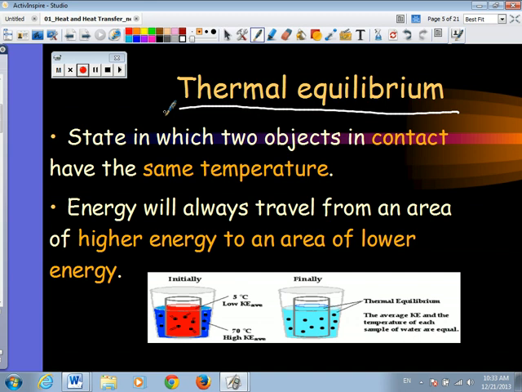Now, this idea of thermal equilibrium we've just brought up, putting an ice cube in your hand or holding on to a hot cup of cocoa. Thermal equilibrium is the state where two objects in contact with each other in some way, shape, or form have the same temperature. And energy always travels from an area of higher energy to an area of lower energy. When in doubt, guess high to low. Okay?